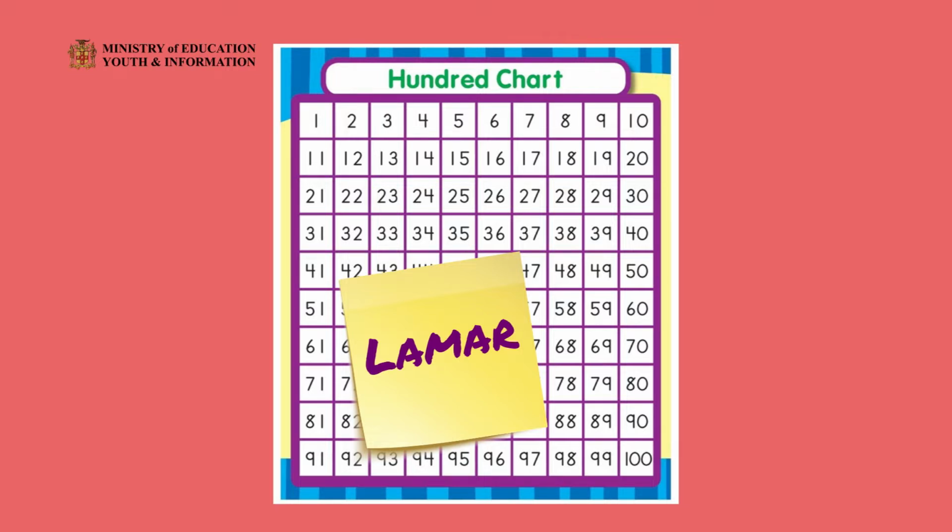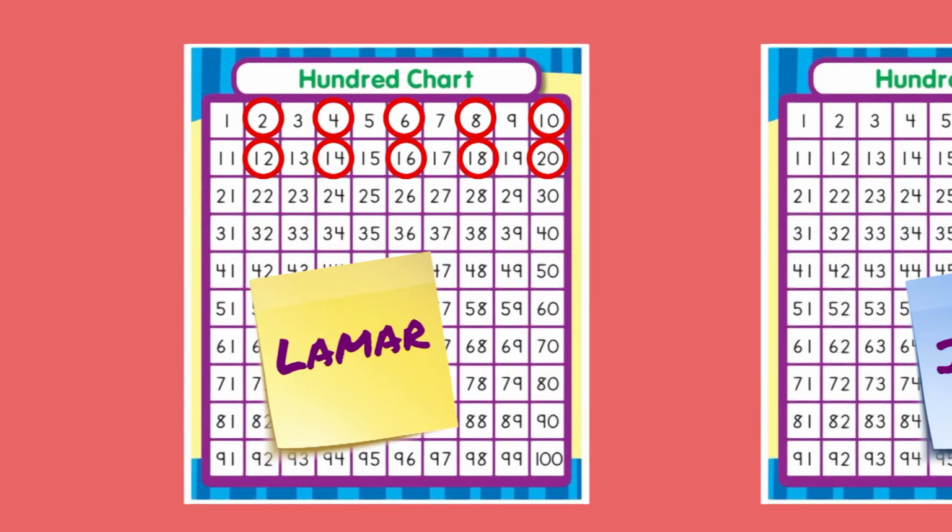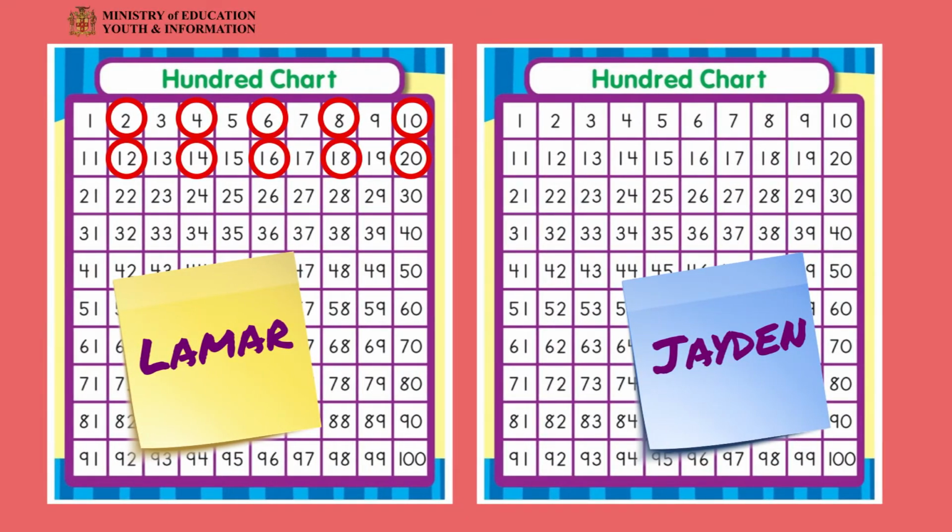You will see a red circle appear around the numbers. Say the numbers with me. 2, 4, 6, 8, 10, 12, 14, 16, 18, 20. Now let us look at the way Jaden counted his shells. Count with me. 1, 3, 5, 7, 9, 11, 13, 15, 17.